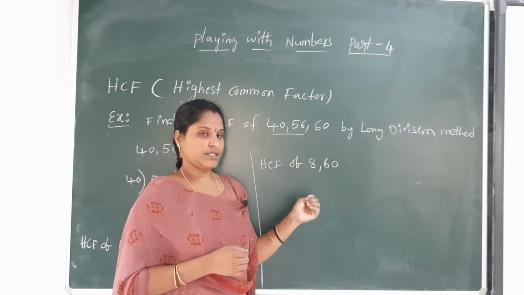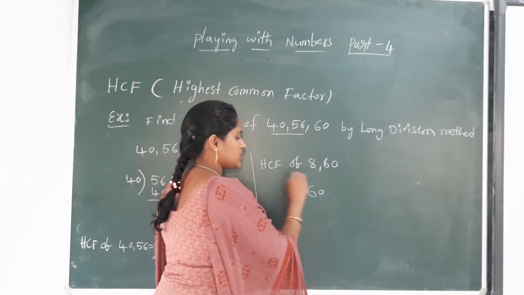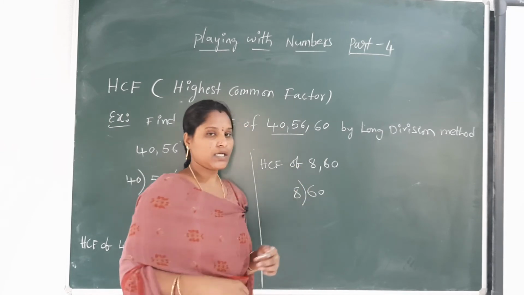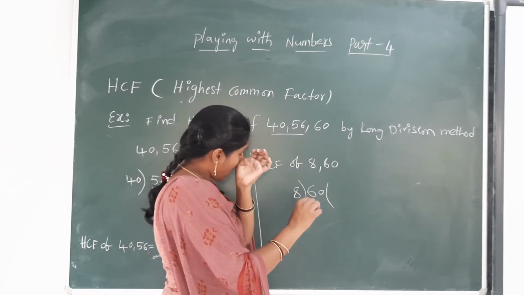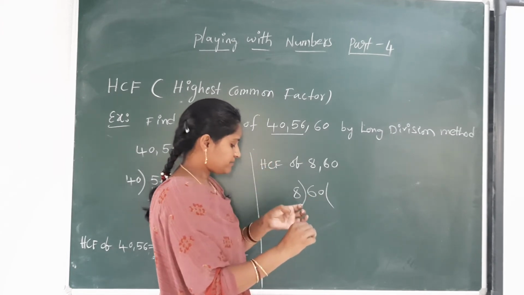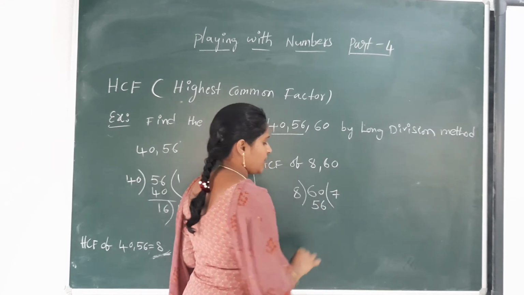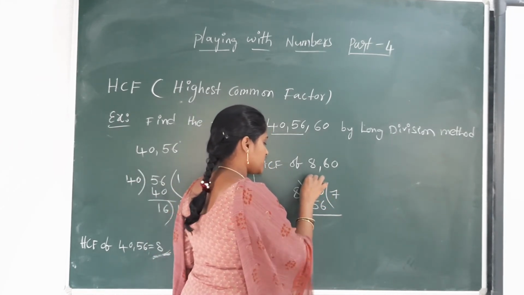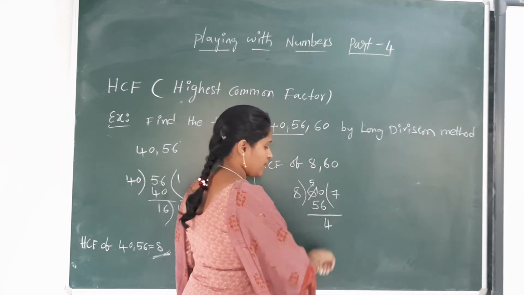For 8 and 60, which is the greatest number? 60. 60 is the bigger number, so that is the dividend, and 8 is the smaller number, so 8 is the divisor. 8 sevens are 56. We have to do subtraction. It becomes 5, 10 minus 6, 4.